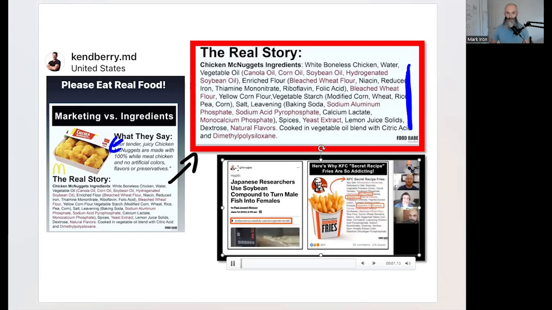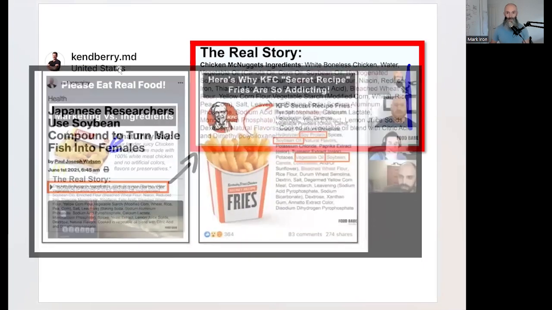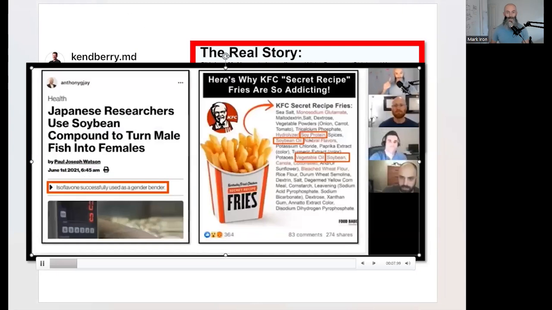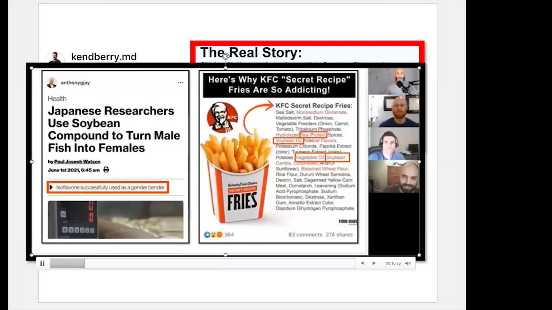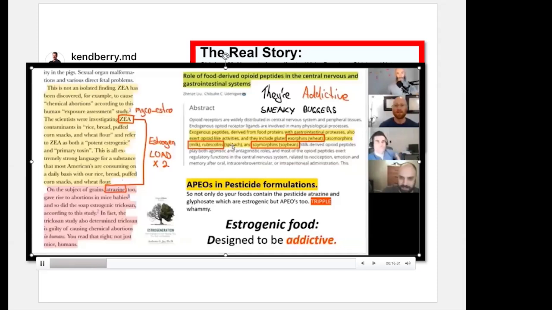Well, if you look at these chips from KFC, I mean, it should be 3 ingredients: the chips, the oil they cook them in, and salt, right? But they're packed full of soy. And I guess that would be because they're highly addictive soy proteins. Walk us through that. Exactly.